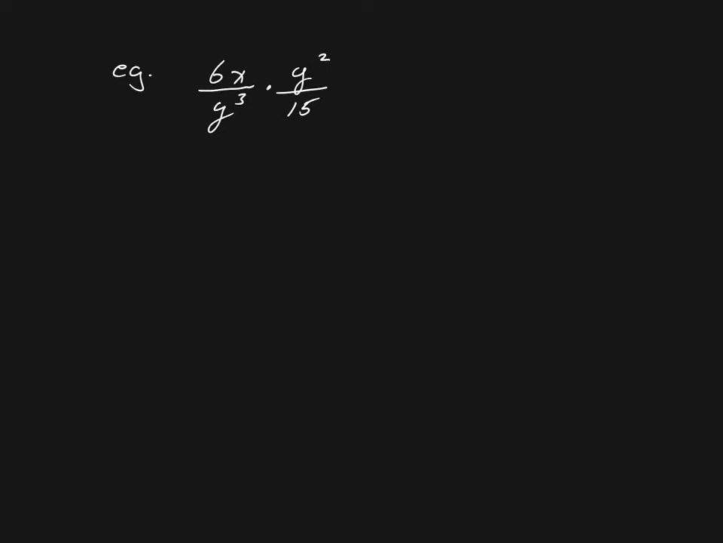So I can divide the 6 by 3, and I get what? 2. Divide the 15 by 3. 5. Okay, now y squared. I'm going to divide the top by y squared, and I get what? 1. If I divide the bottom by y squared, I get y. And I think that's all we can do.